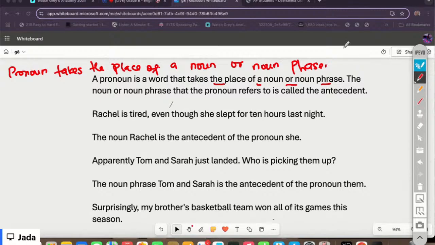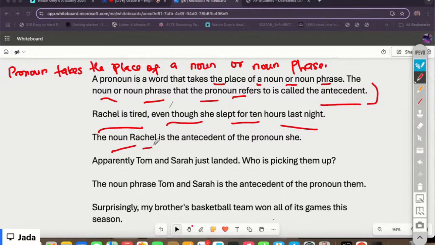Usually the pronoun takes the place of a noun or noun phrase. The noun or noun phrase that the pronoun refers to is called the antecedent. So you have to take note that the noun or the noun phrase that the pronoun is referring to is usually called the antecedent. Now, Rachel is tired even though she slept for 10 hours last night. Now, the noun is Rachel. The noun Rachel is the antecedent of the pronoun she.